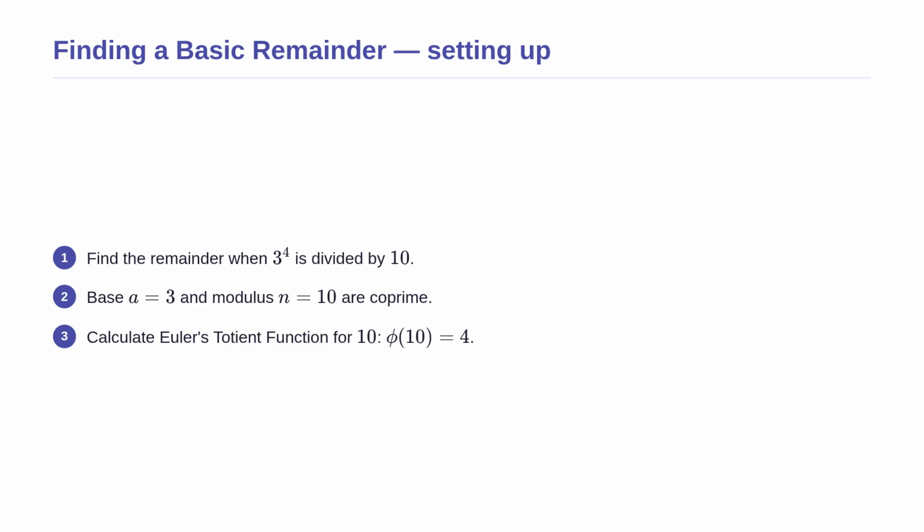Before we move on to the proof, let us see this with a concrete example. We want to find the remainder when 3 to the power 4 is divided by 10. First, we identify our given values. The base is 3 and the modulus is 10. We must check if they are co-prime. The factors of 3 are 1 and 3, and the factors of 10 are 1, 2, 5 and 10. They share no common factors other than 1, so we can safely use Euler's theorem. Next, we need our totient function for 10, which we already found is 4.